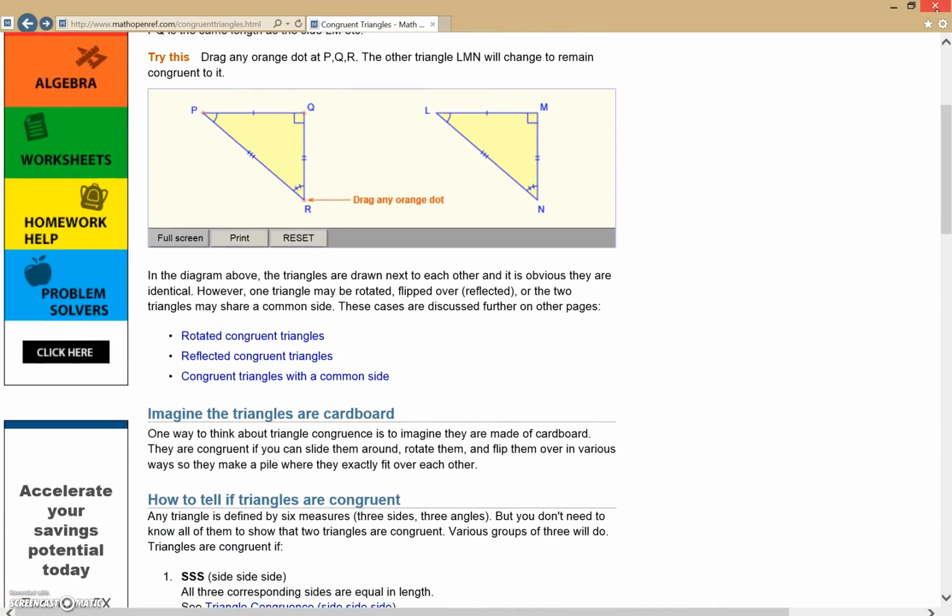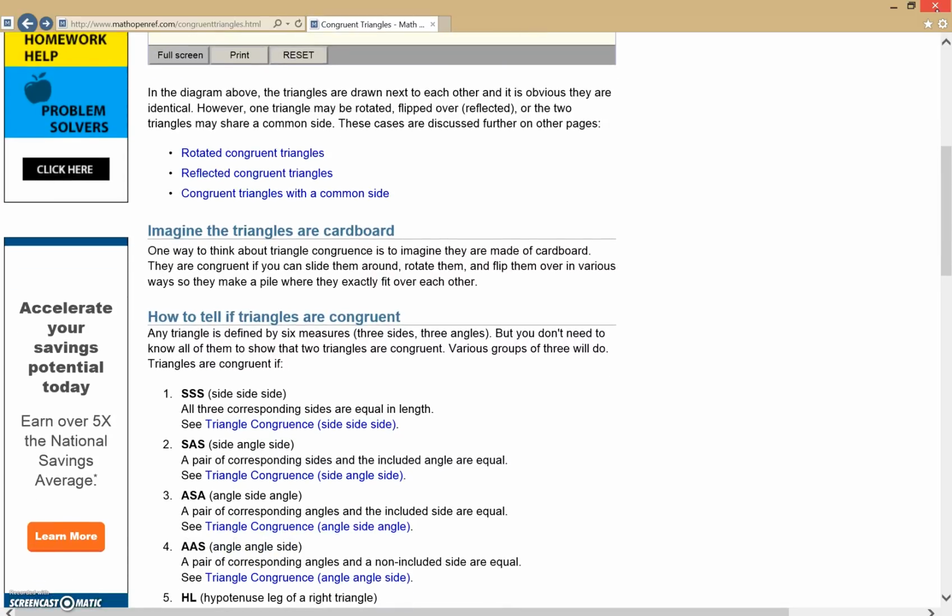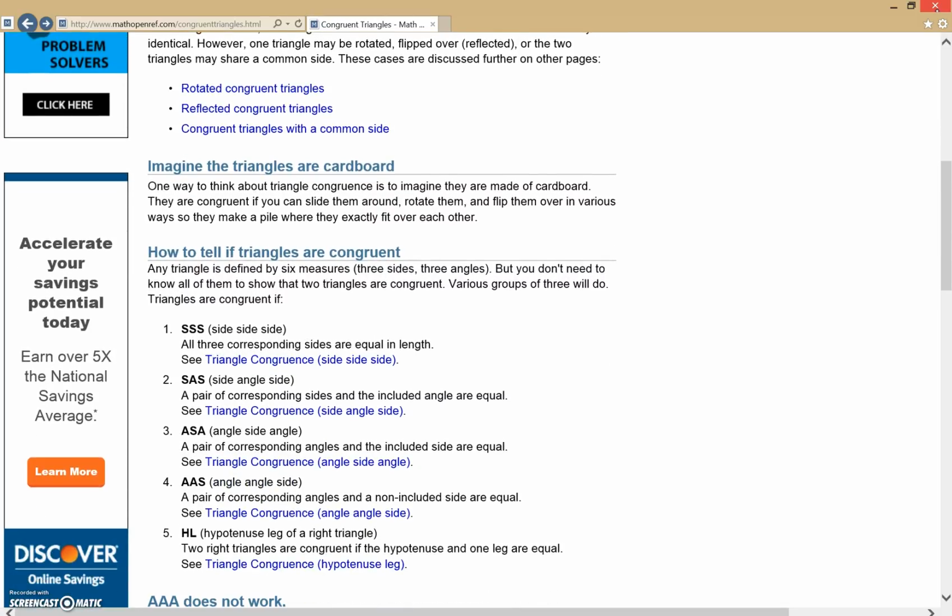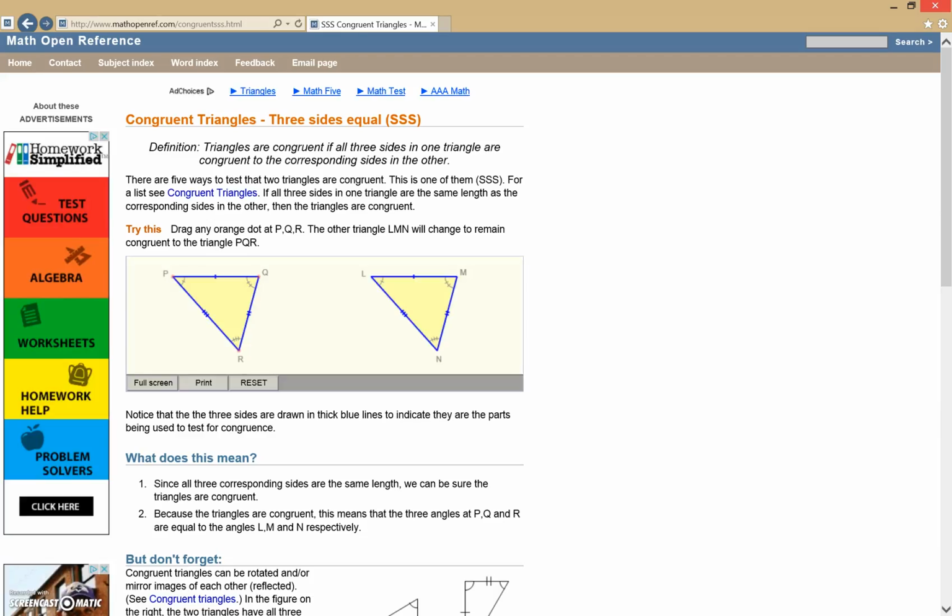So the first two ways that we're going to be able to prove that triangles are congruent, notice we have a bunch of different ways, 5 main ways. The first two that we're going to learn today are side, side, side, and side, angle, side. Okay, so I'm going to go ahead and click on this one. We're going to talk about side, side, side, and I think this is the easiest one.